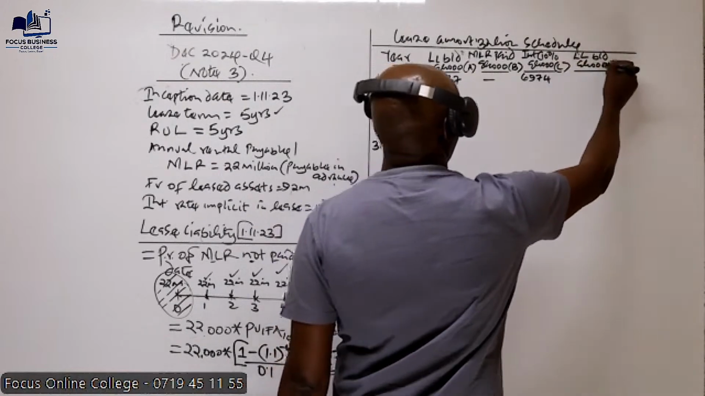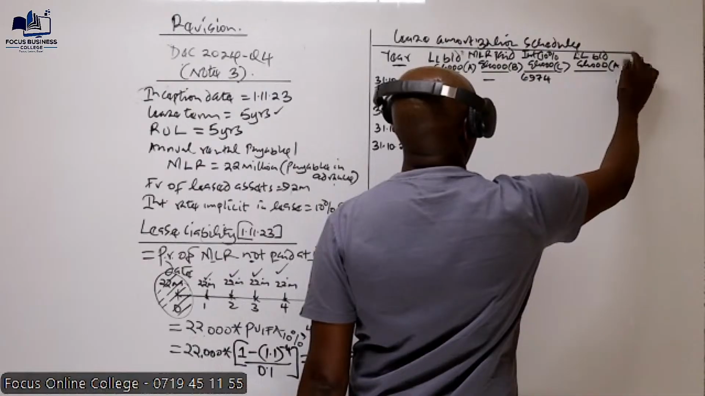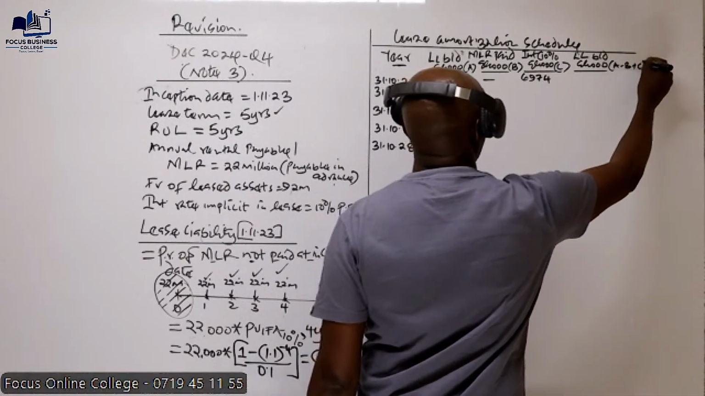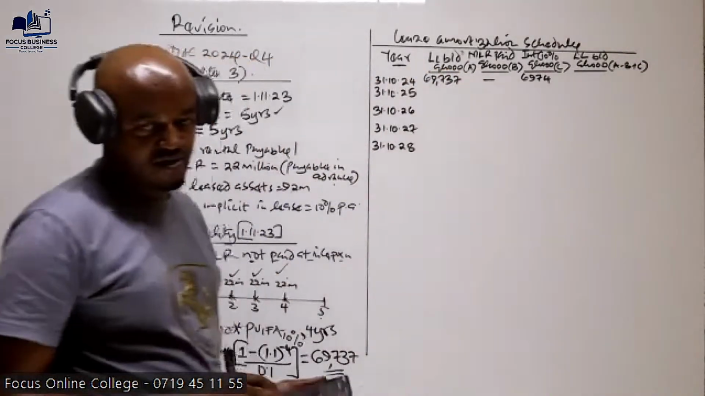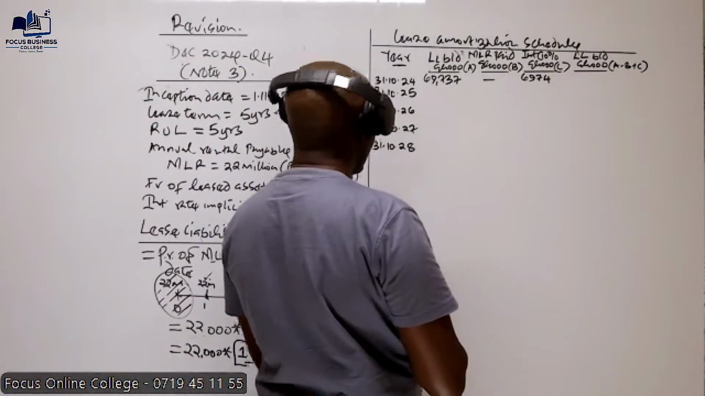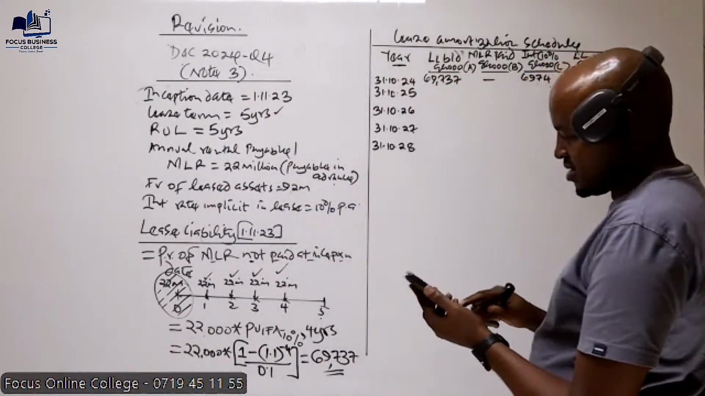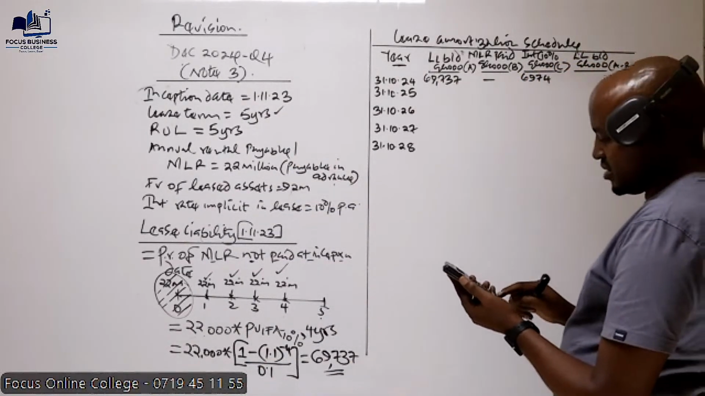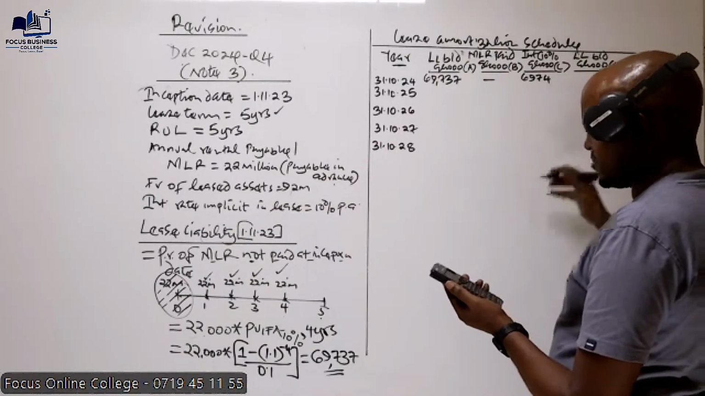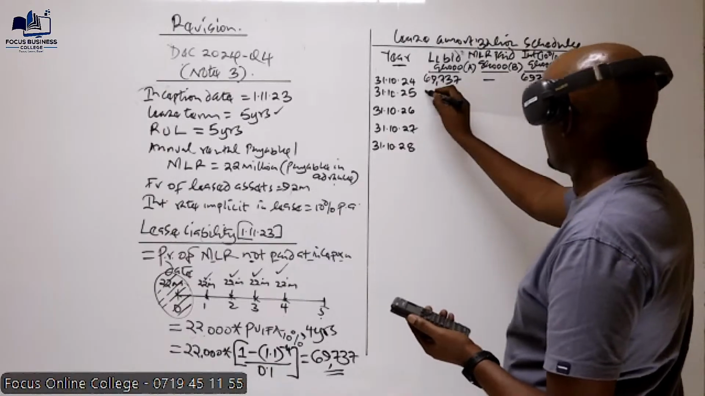plus what? Plus C. So this minus this plus that. So in our case, what do we have? We have 69,737 plus 6,974. So that one will give us 76,711. So that will be the opening balance there.